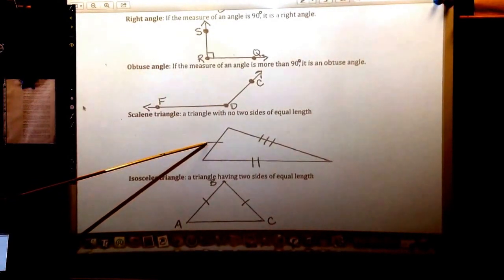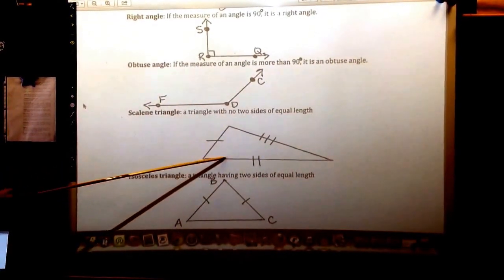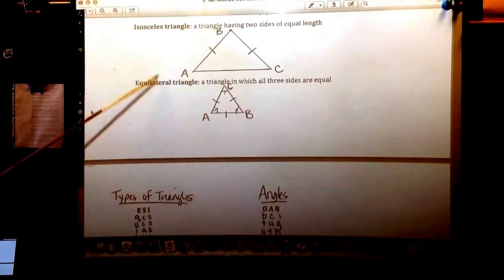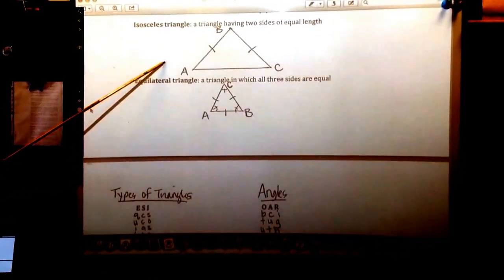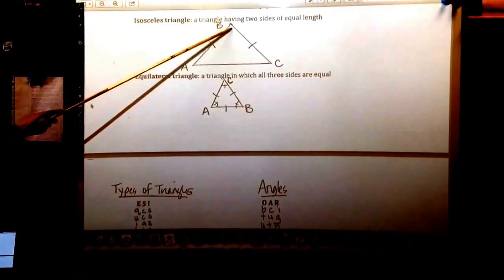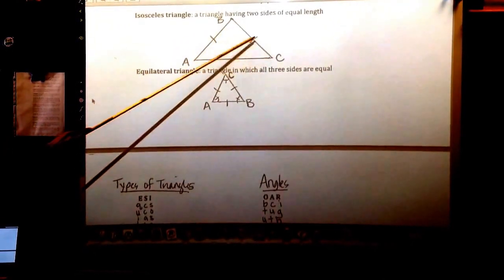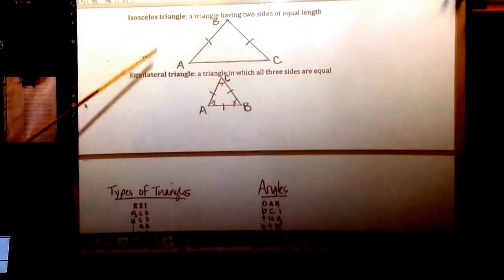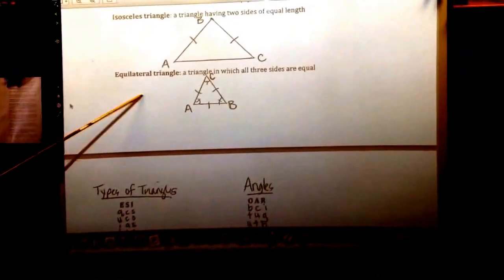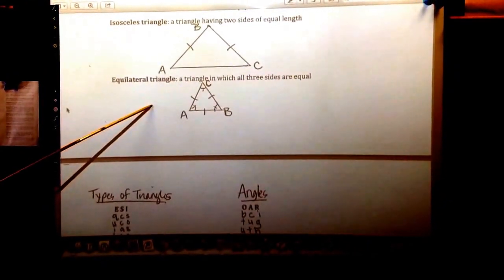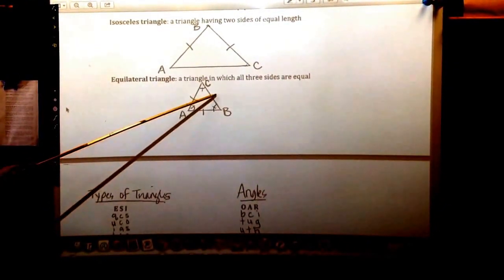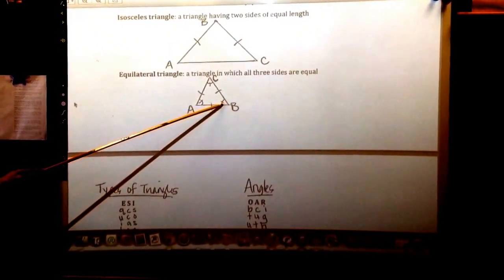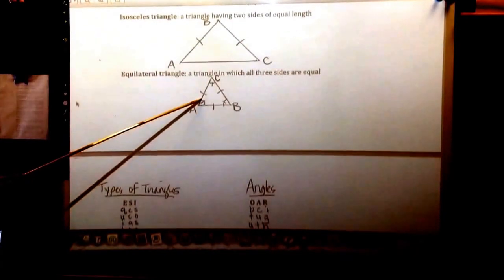So this is a scalene triangle because all three sides are different lengths. An isosceles triangle is a triangle having two sides of equal length. So these sides here are the sides that are equal in length. So that would be an isosceles triangle. And an equilateral triangle is a triangle in which all three sides are equal. You can see here all three sides are equal, and you can also know that this is an equilateral triangle.